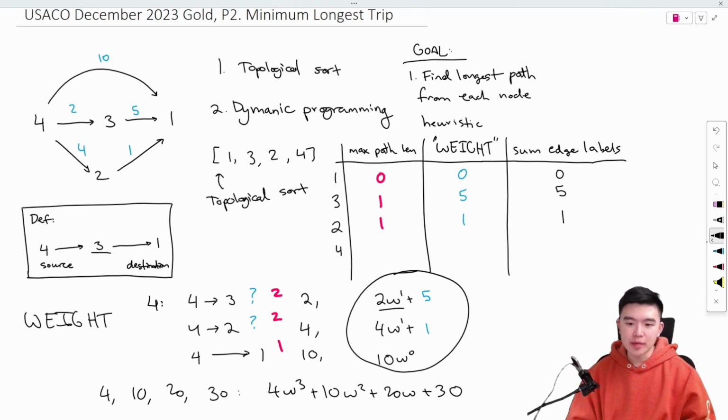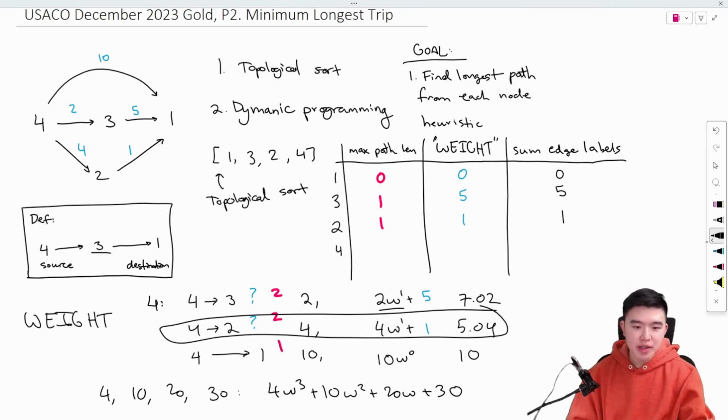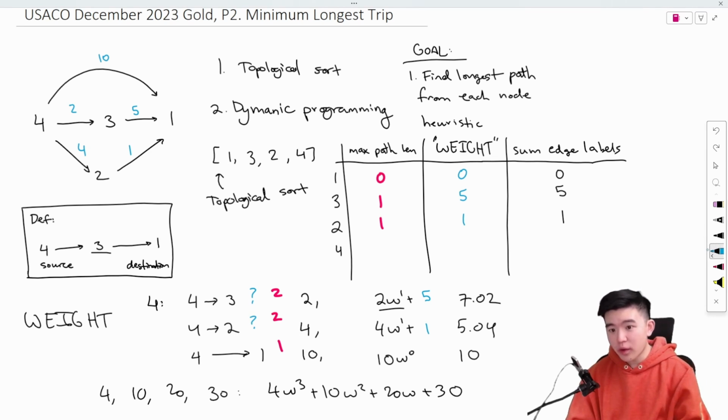So out of these 3 options, if we set w to be 1.01, then the first option is going to have a heuristic weight of 7.02. The second is going to have a heuristic weight of 5.04, and the last one 10. So the second option is the best to take. We should decide to go to 2, and we're going to record that in our table.